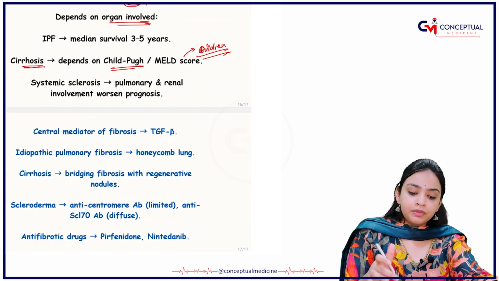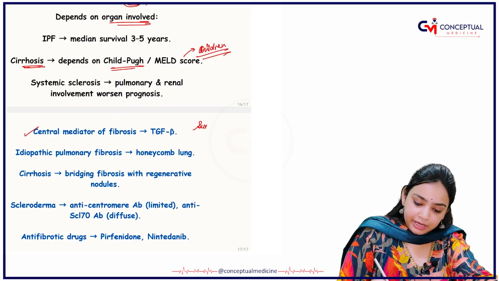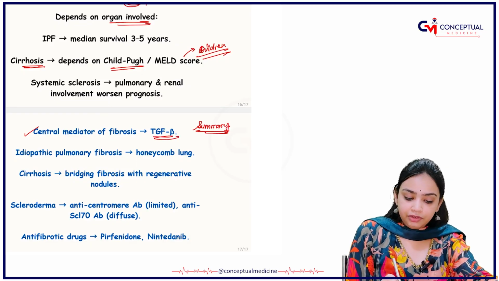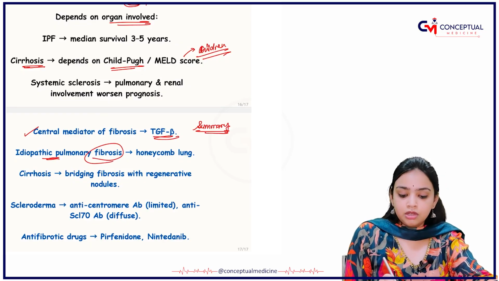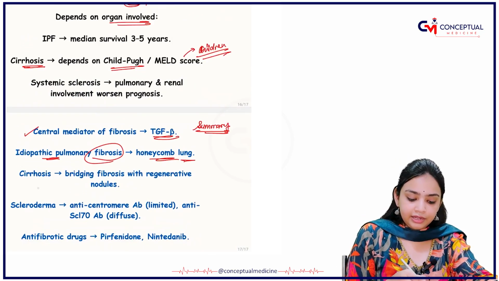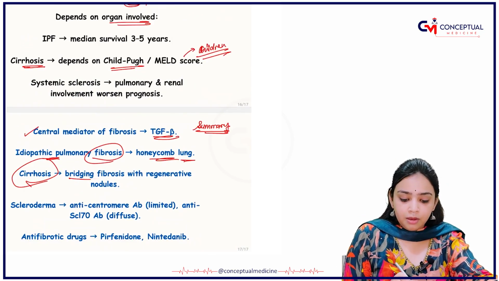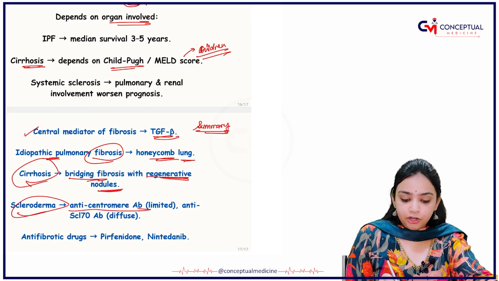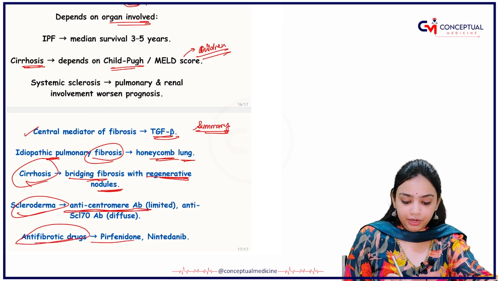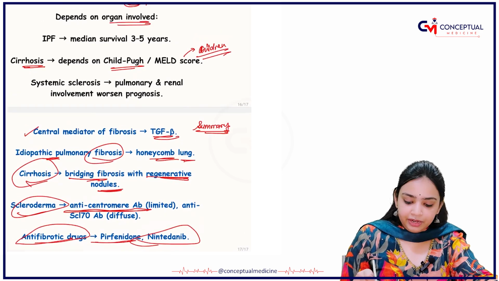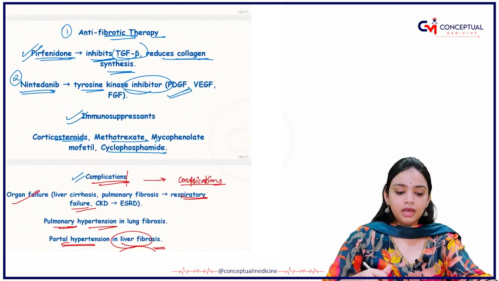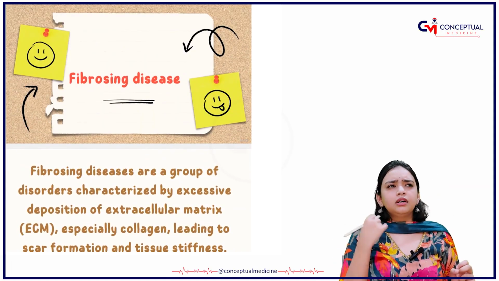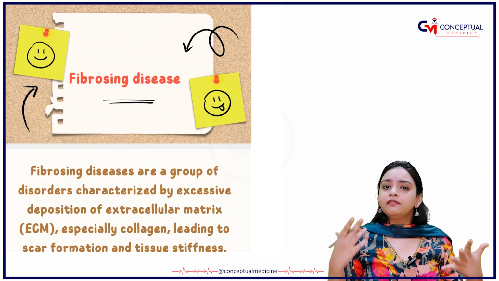Okay. Then this is basically your summary table. The central mediator of fibrosis is TGF-β. Idiopathic pulmonary fibrosis has honeycomb-like lungs. In cirrhosis, remember bridging fibrosis with regenerative nodules. In scleroderma, you have anti-centromere antibodies, and among antifibrotic drugs, remember pirfenidone and nintedanib. Okay, so these are the things you need to know. Fibrosing disease is not that important a topic. It will be asked as a very short note.